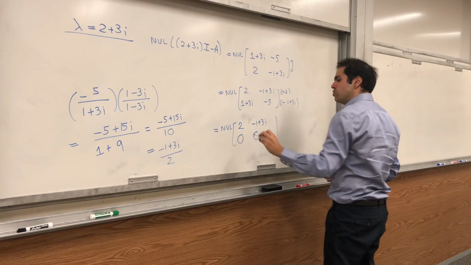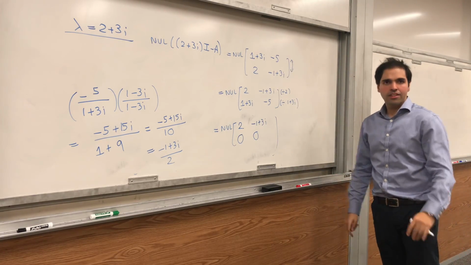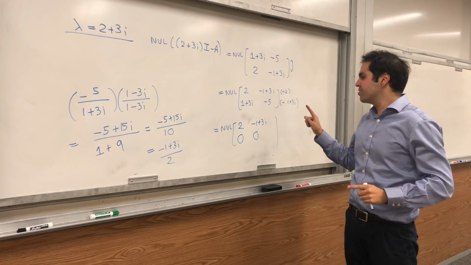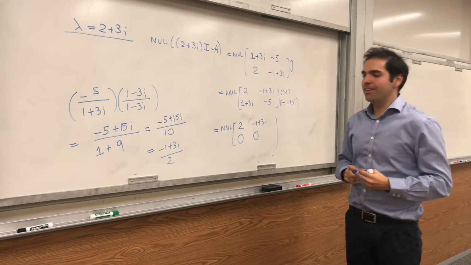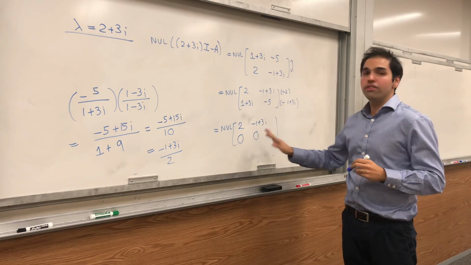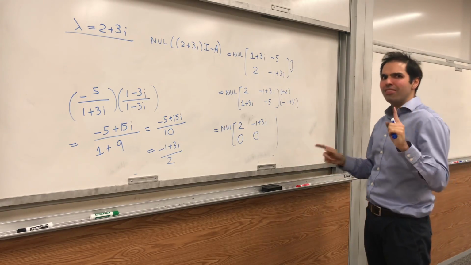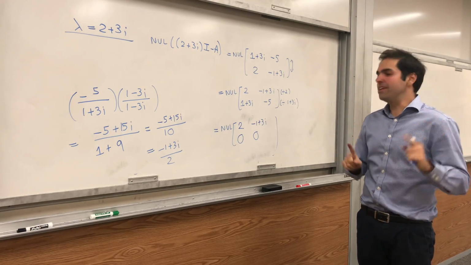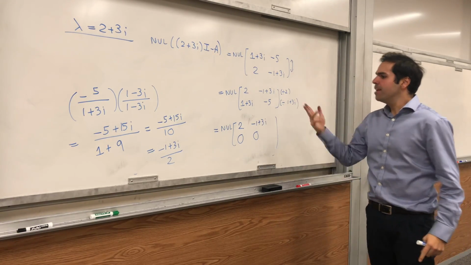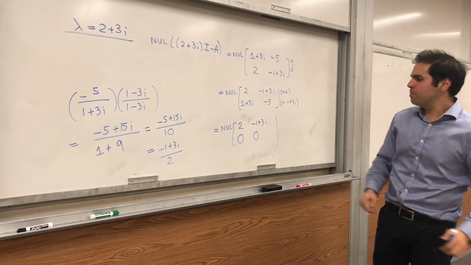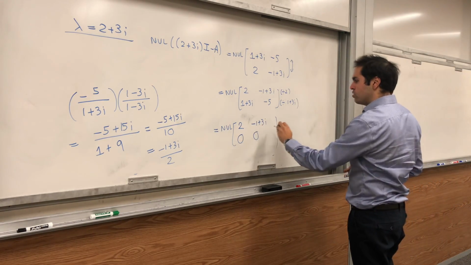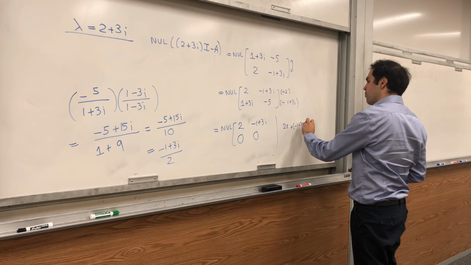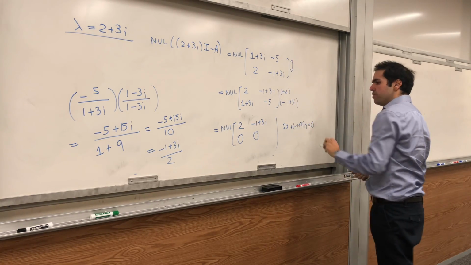The second row should be 0, 0. And that actually works for any eigenvalue, provided you're sure your answer is correct, and provided that you have a 2 by 2 matrix. For 3 by 3, it's a bit more complicated because you won't really know which row to eliminate. But here it's okay. And then you find the null space of this, which just means you solve 2x plus minus 1 plus 3i times y equals 0.